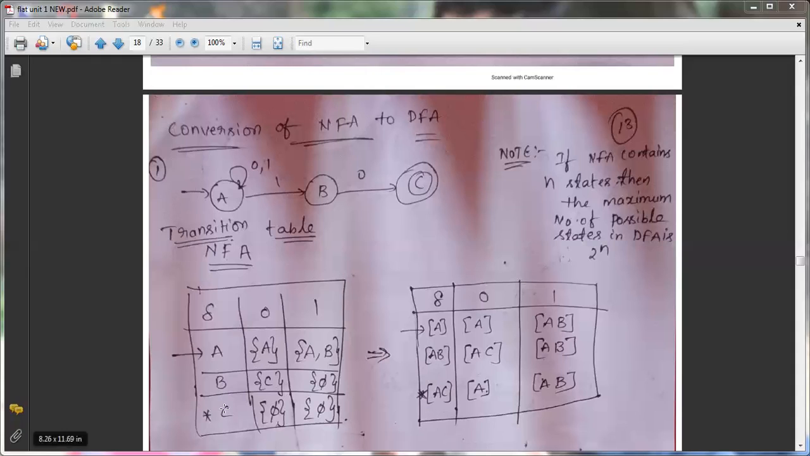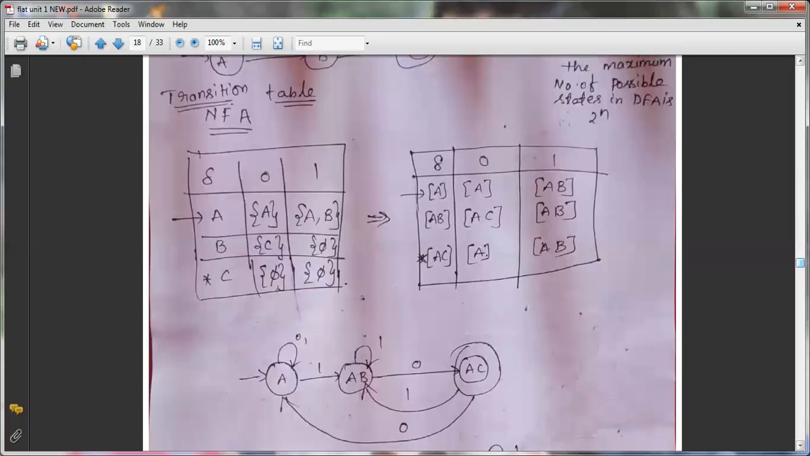So what is the final state in the NFA? C. So C is there in which state here? AC. So that will be the final state. Okay. So now we have to draw the transition table for this diagram.